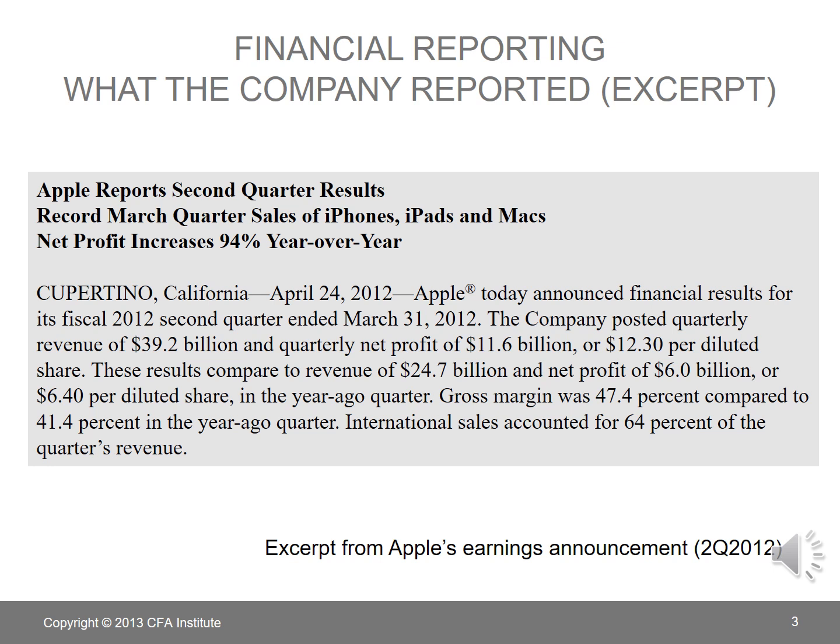The company posted quarterly revenue of $39.2 billion and quarterly net profit of $11.6 billion, or in other terms, $12.30 per diluted share. So these are the profits per share. These results compare to revenue of $24.7 billion and net profit of $6 billion, or $6.40 per diluted share, in the year-ago quarter. So they have tremendous growth in their net profits per share. Gross margins, however, were 47.4% compared to 41.4%. We're going to learn later on what the gross profit margin means exactly. International sales accounted for 64% of the quarter's revenue.